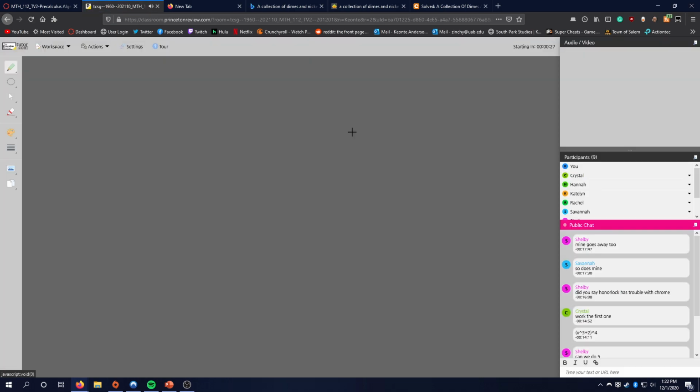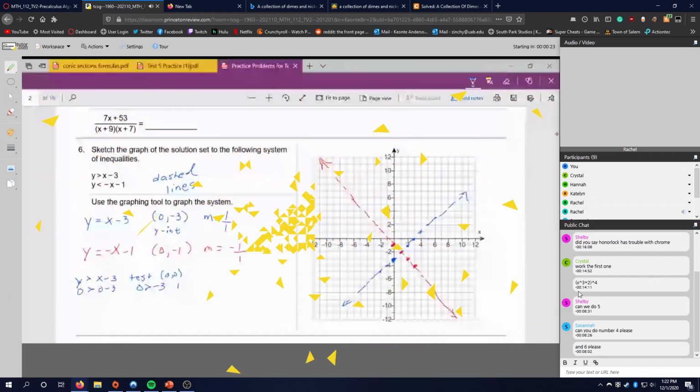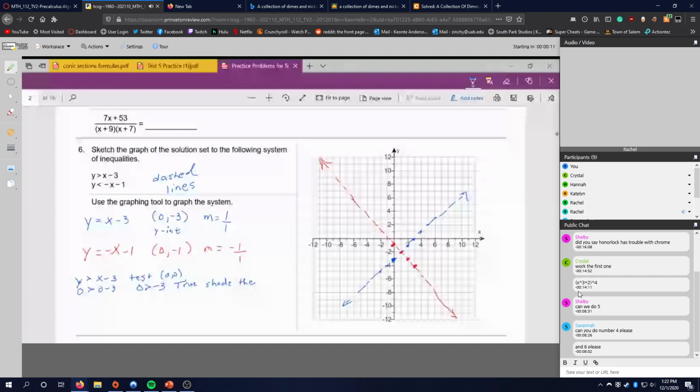For x and a 0 for y, and I get 0 is greater than -3. And that is true. So I want to shade the same side of the line as the test point.